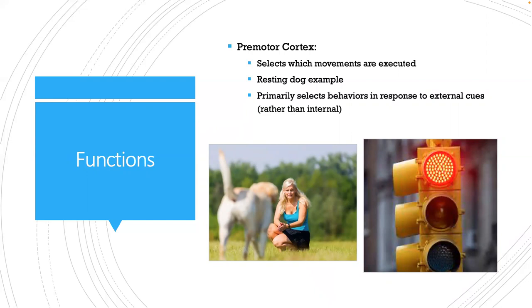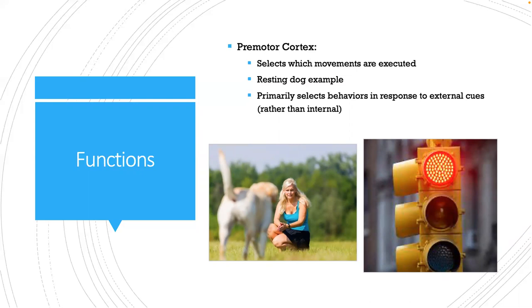The premotor cortex functions primarily to select behaviors in response to external cues, so the owner calling the dog. The supplementary motor region makes a greater internal contribution when no external cues are available.